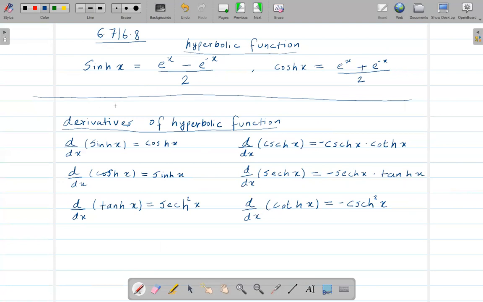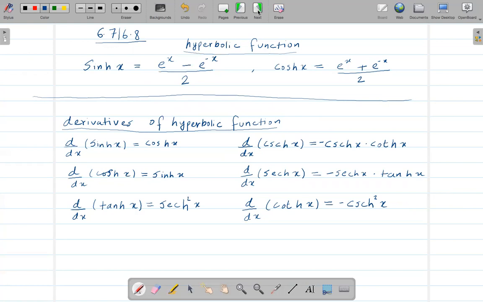Now we'll be focusing on derivatives. The derivatives of hyperbolic functions, I basically copied this from the book. This is a formula. The derivative of hyperbolic sine x is hyperbolic cosine x, and the derivative of hyperbolic cosine x is hyperbolic sine x. So you can just read this.